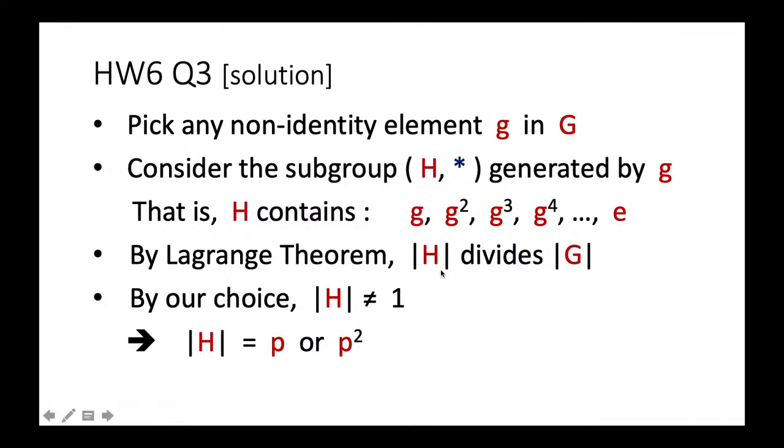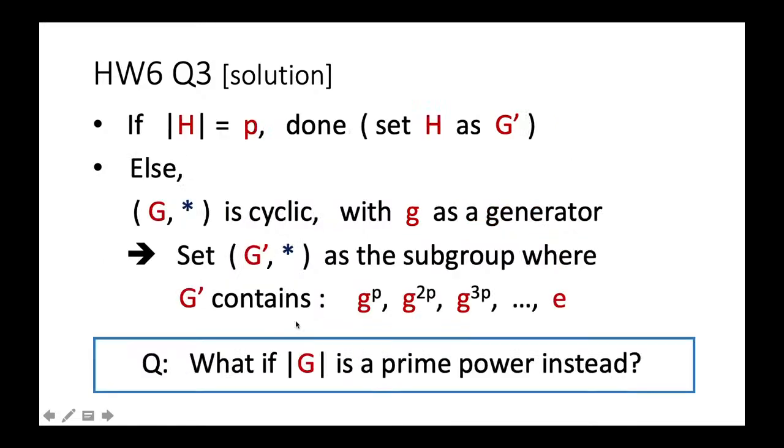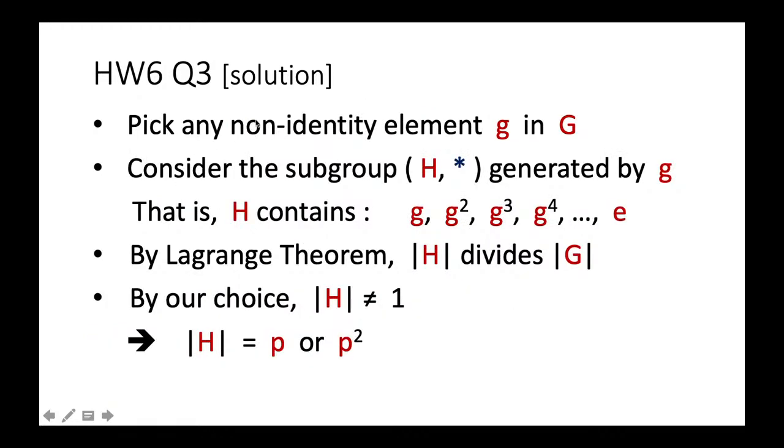And then by Lagrange, the size of H divides the size of G, because the size of G is P squared, so there are only 2 possible values of the size of H. It can either be P or P squared. Now, if the size of H is P, then we're done, because we can set this H as G prime. But on the other hand, if the size of H is P squared, then it is more interesting.